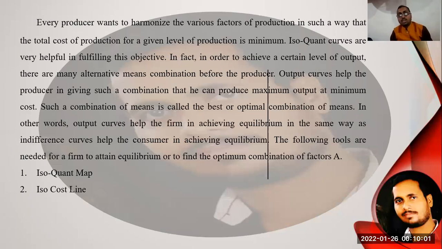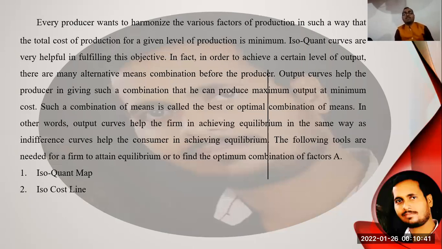In other words, students, the IsoQuant curve helps the firm in achieving equilibrium in the same way as the indifference curve helps the consumer in achieving equilibrium. As described earlier, the IsoQuant curve is just similar to the indifference curve, and the producer's equilibrium by the IsoQuant and IsoCost curve is just similar to the equilibrium of the consumer with the help of the budget line and the IC curve, the indifference curve.